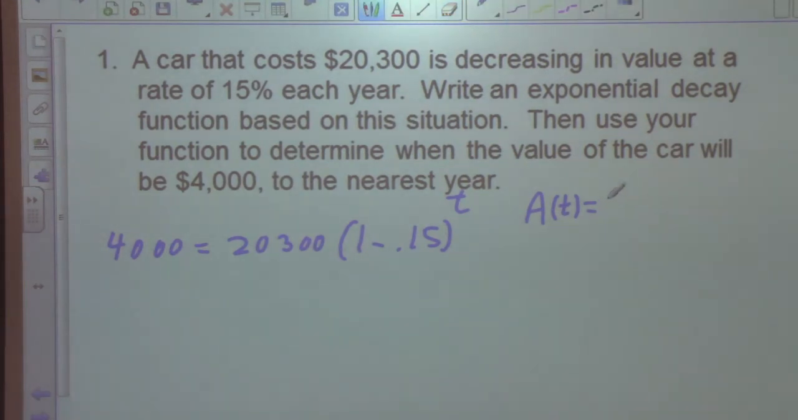20,300 times 0.85 to the power of t. Okay, so that would be your equation, right? Yep. Go ahead, take over. Then I plugged it into my calculator, and I said y equals 20,300, blah, blah, blah, and then I said y also equals 4,000, so I'm looking at the intercept. Good job, Chloe. Thanks.